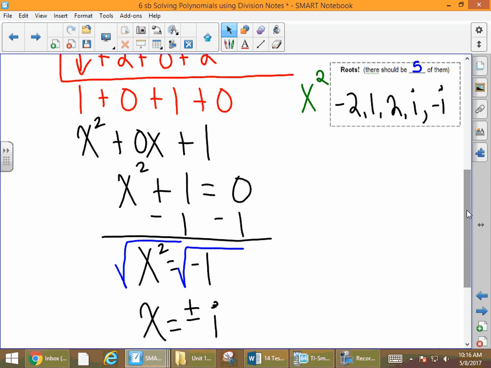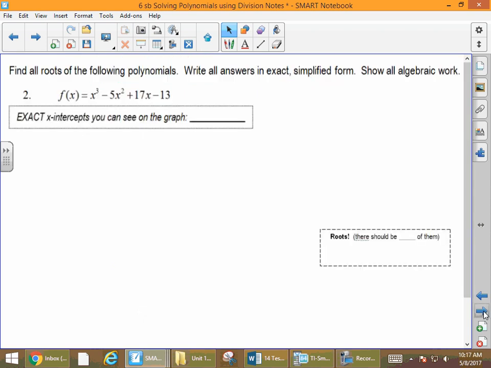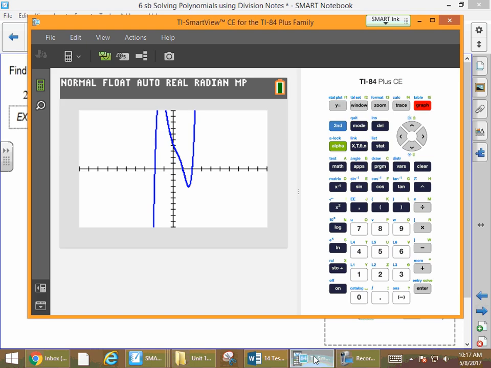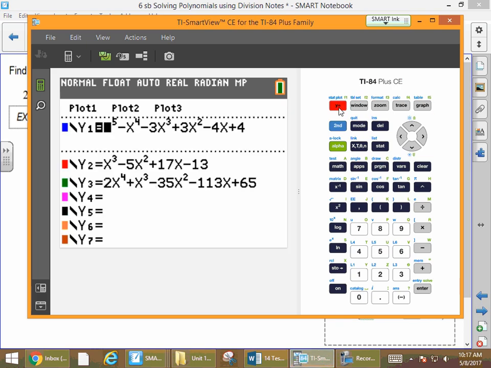Let's take a look at the next one. When we look at this, it says find all the roots of the polynomials, write the answers in exact simplified form, and show our algebraic work. Well, can we factor x cubed minus 5x squared plus 17x minus 13? No. So what we're going to do is we're going to take that value and we're going to type it in the calculator.